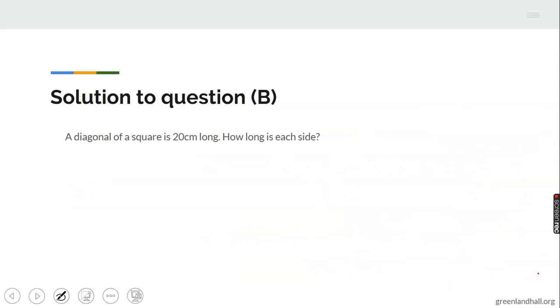So, now let's look at the concluding part of this exercise. This is a square.